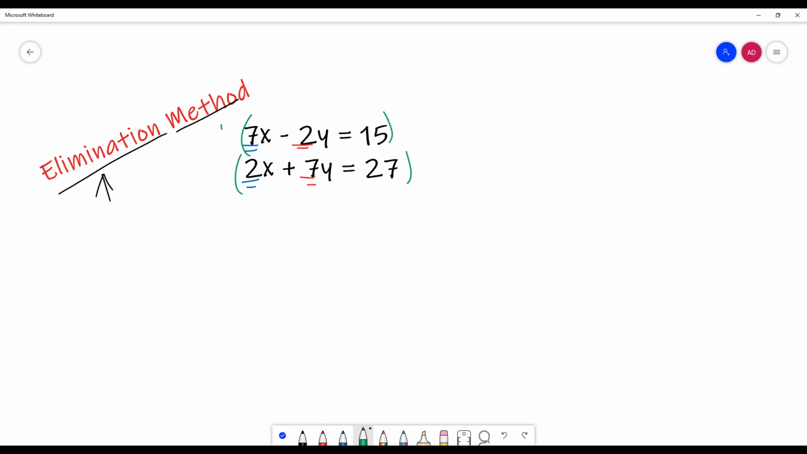So in that first equation, if I multiply it by a 7, that will get me a negative 14 sitting in front of that y. And if I multiply the second equation by 2, that'll get me a positive 14y. And then I could cancel those y's.